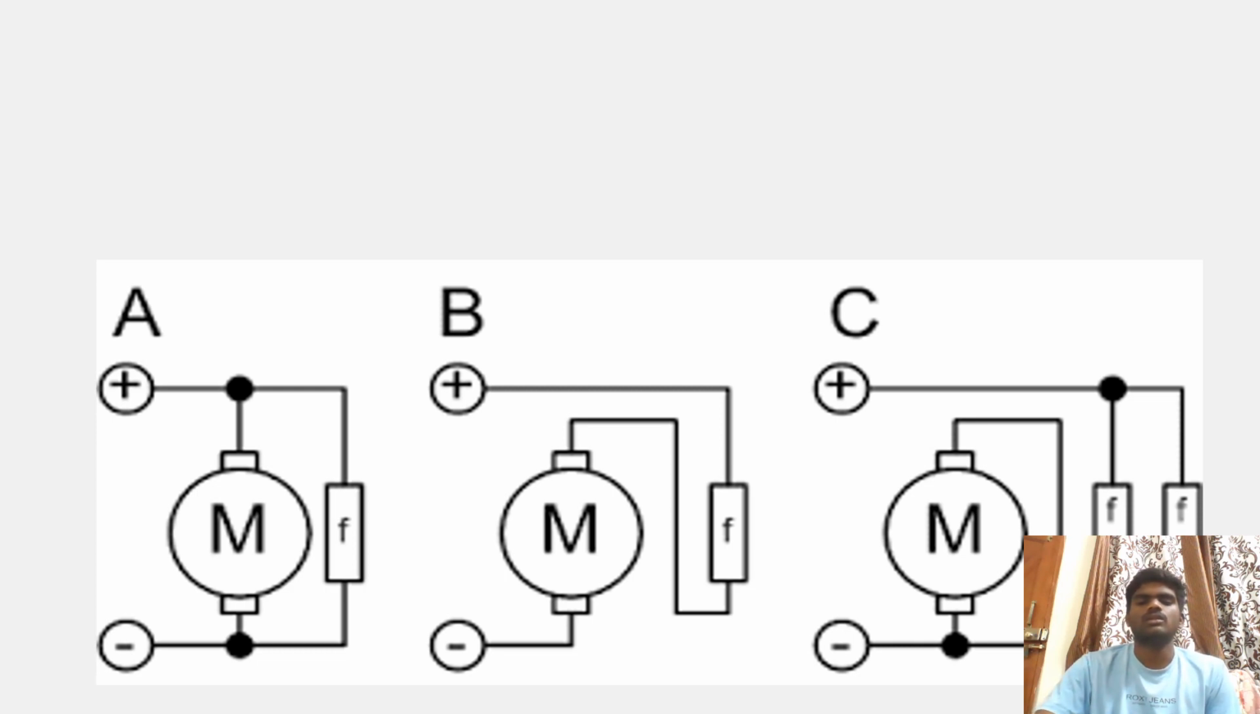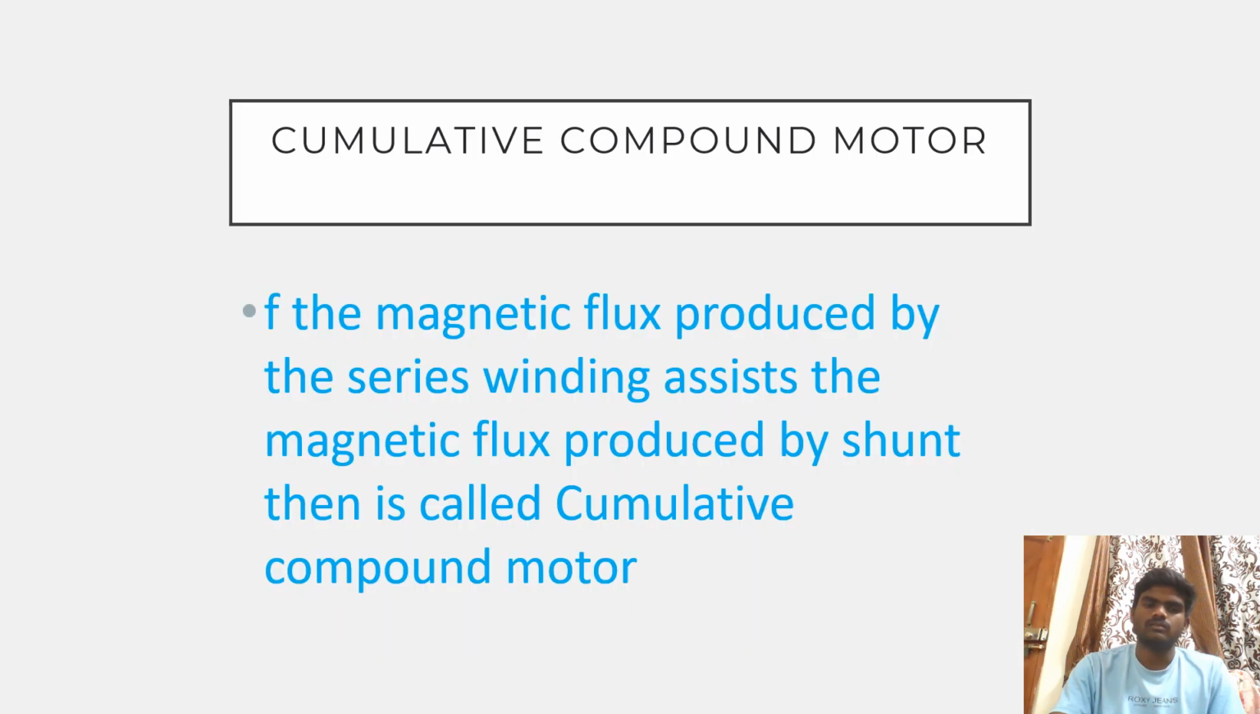As you know, it is a motor and it is connected to these field windings. And now, starting with the cumulative compound motor. If the magnetic flux produced by the series winding aids the magnetic flux produced by the shunt winding, then it is a cumulative compound motor. So this is a cumulative compound motor.